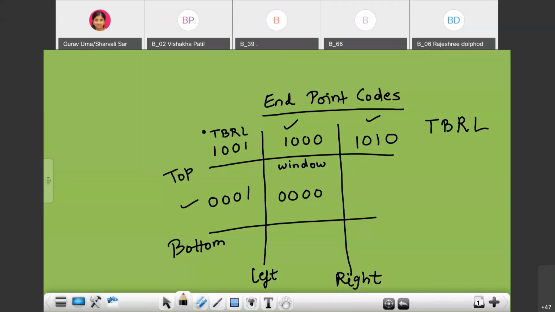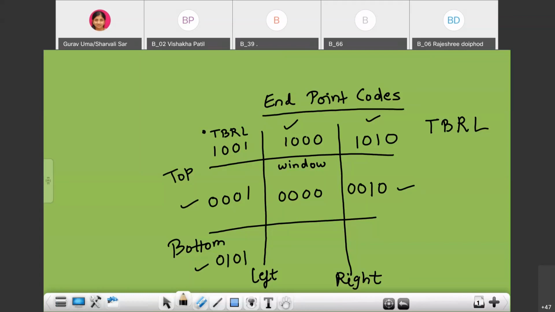Now see the right side block. In this block, check for the code. Is it on the top side? No, so value will be 0. Is it on the bottom side? No, so value is 0. Is it on the right side? Yes, so value is 1. Is it on the left side? No, so value is 0. Again go for the last block, last row. So the code for this will be 0, 1, 0, 1.